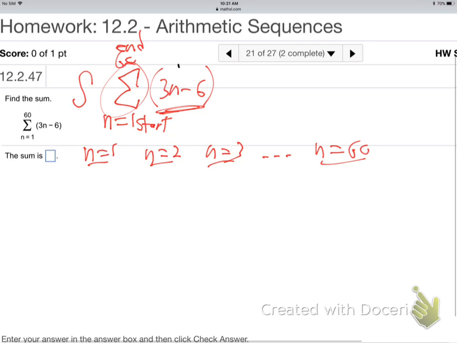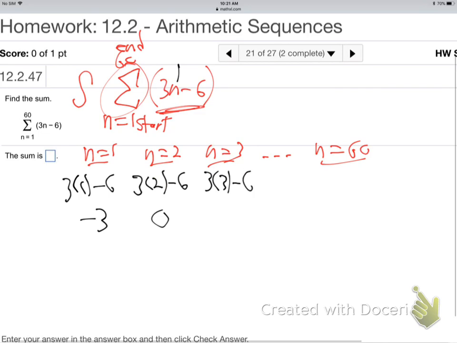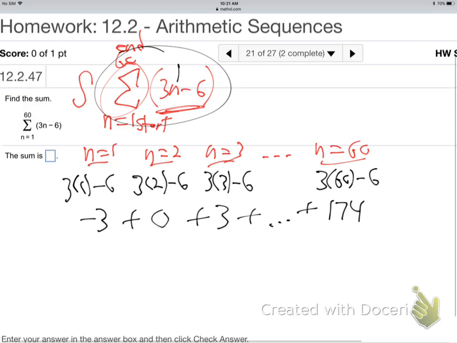So plug in a 1. 3 times 1 minus 6, what's that, negative 3? Plug in a 2. 6 minus 6, 0. Plug in a 3. 3. And you're adding these up. Dot, dot, dot. Last one, plug in a 60. 180 minus 6, 174. So there's the sequence they're talking about. That's what this symbolism is symbolizing.